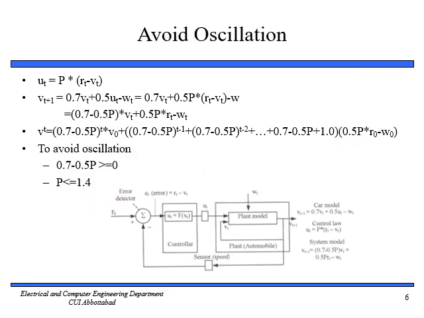In the previous slide we have seen for what value of P we can have minimum oscillations and a fast rate. However, in every condition we want this 0.7 minus 0.5 P to be positive in order to avoid oscillation. So for this to be positive, we want P to be less than or equal to 1.4. So for this particular case, we will have an accurate control law or control system. So let's move on to the next slide and see the results.